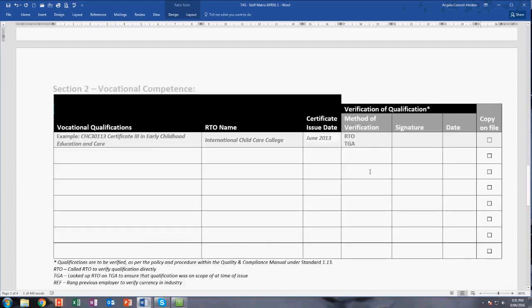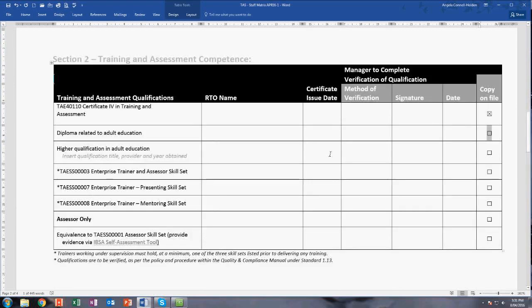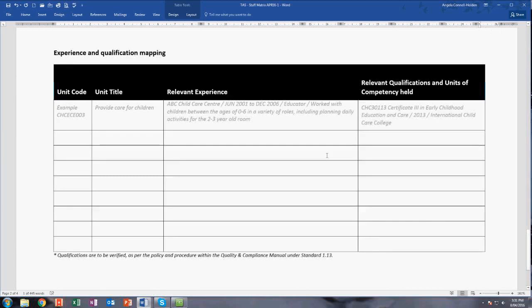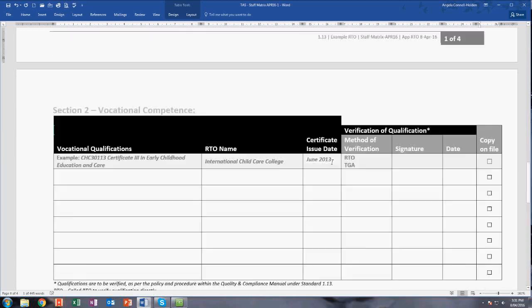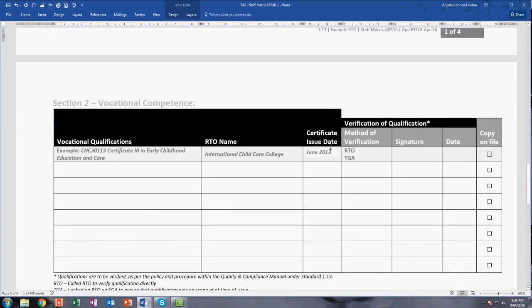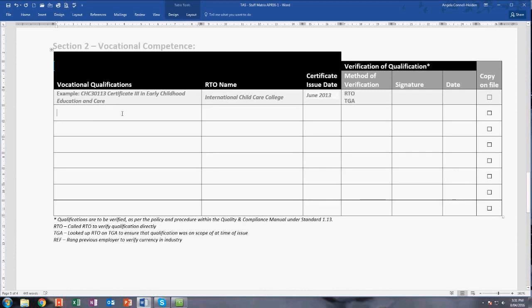The next one, this is new. We've now separated this. It used to be in with this section. So we've now separated the vocational competence. These are the qualifications that they are delivering, so if they are delivering Certificate 3 in Early Childhood Education and Care, you should put this. This is an example row here of how to do it.